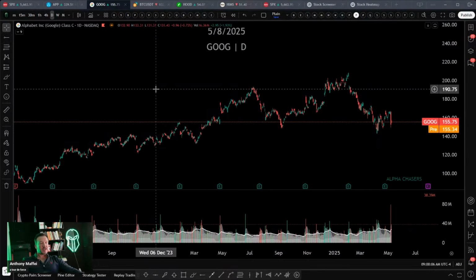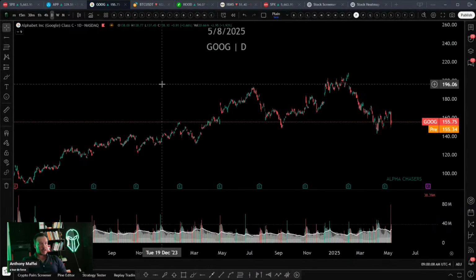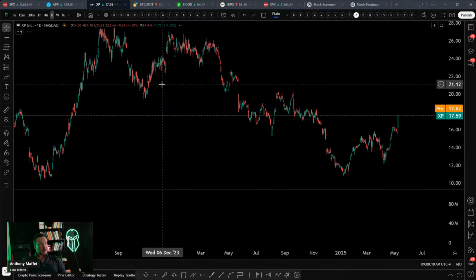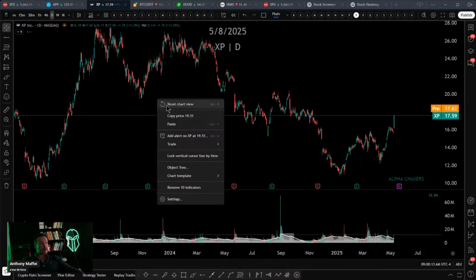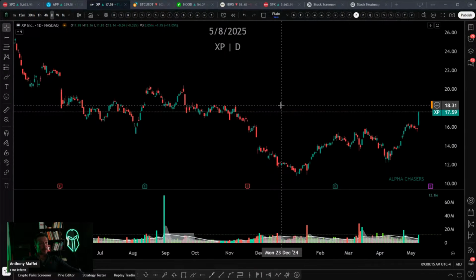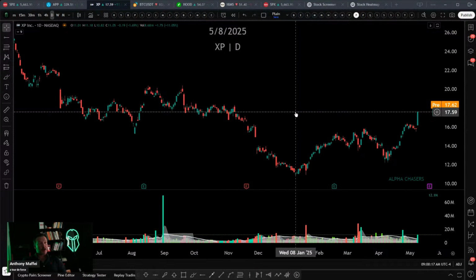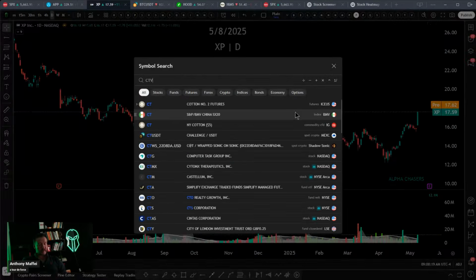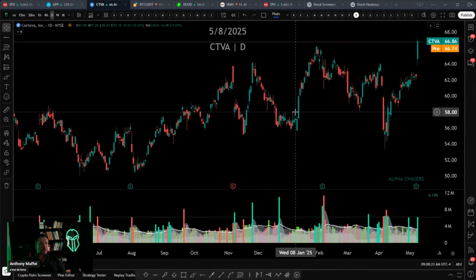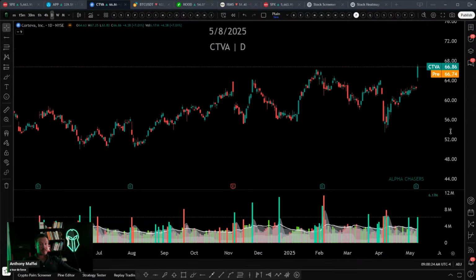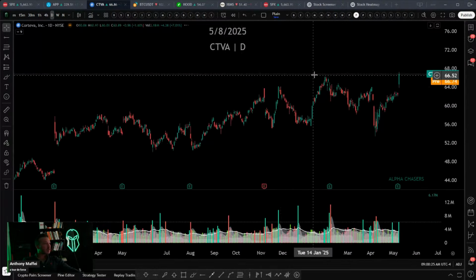XP, CTVA, XP. I don't know anything about them, man. Nothing. Super interesting chart. I would just be talking out my butt. CTVA. Yeah, that's what you're looking for, stuff like that that's doing this.